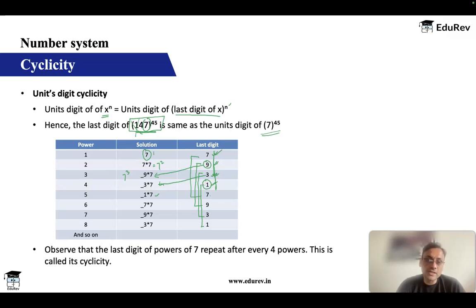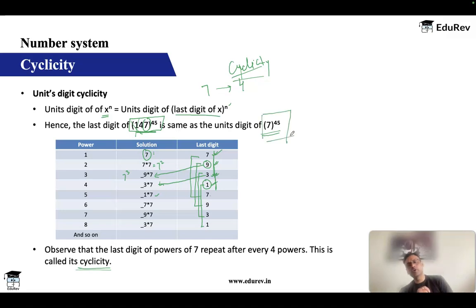So this is what cyclicity is. Cyclicity means there is a pattern. And for the digit 7, we can say that it has a cyclicity of 4. Okay, so now if I have to calculate the last digit of 7 to the power 45, what will I do? Now the focus shifts to the power 45. Because 7 has a cyclicity of 4, this 45 you need to write in the form of 4x plus k.